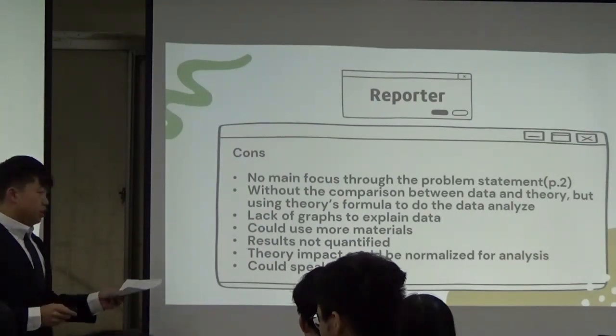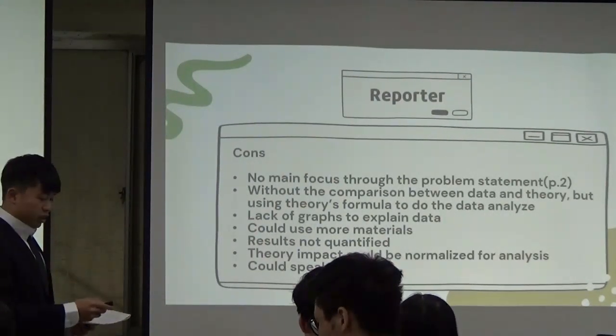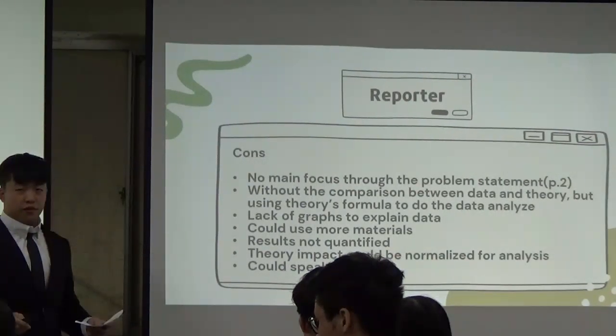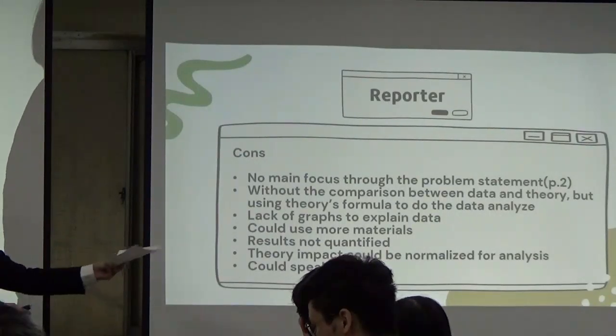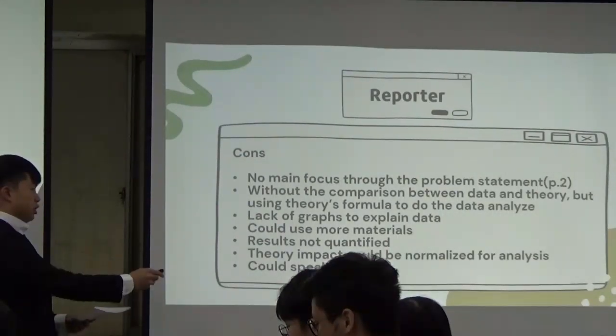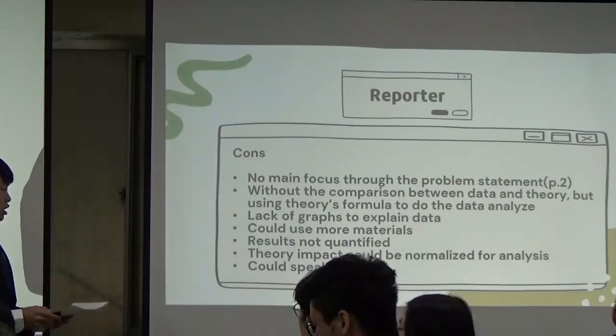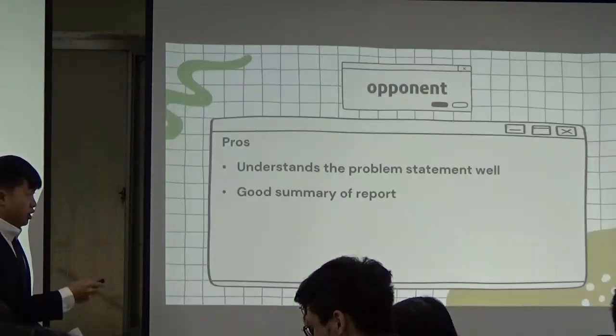Then theory impact could be normalized for analysis. This is my opinion, because if you want to see which is the main factor that is impacting this experiment, they can use normalization since they have a lot of numbers and factors. And then they could speak louder and more clearly.